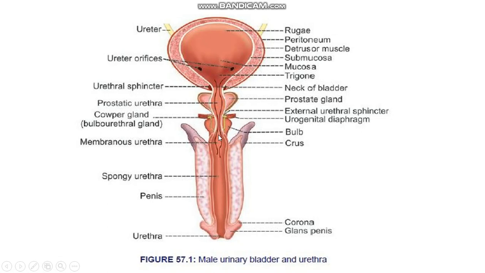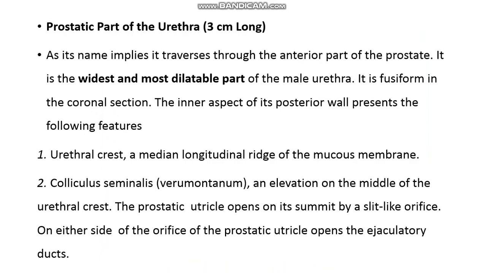And after the prostatic urethra, the next part is what? The membranous urethra. Then the membranous urethra leads into the spongy urethra. Finally, there is the urethral orifice. So next we can discuss the prostatic part of the urethra.